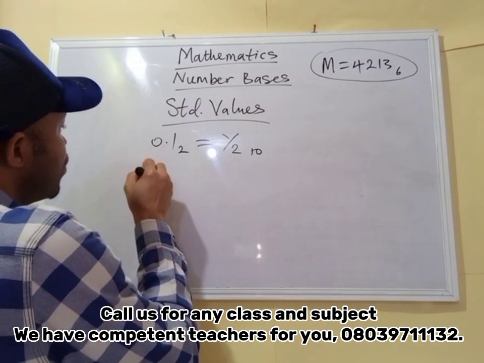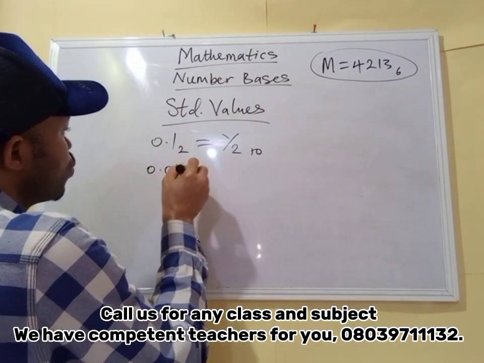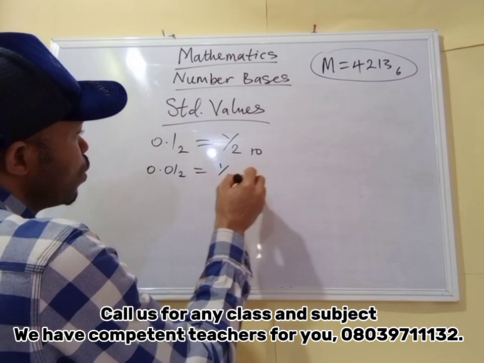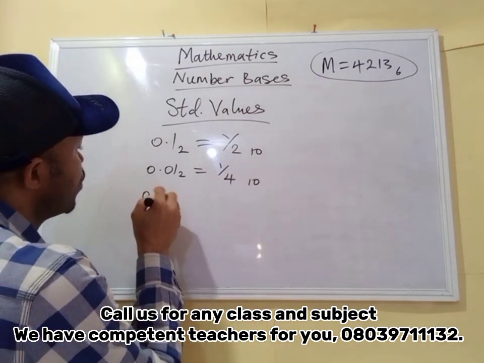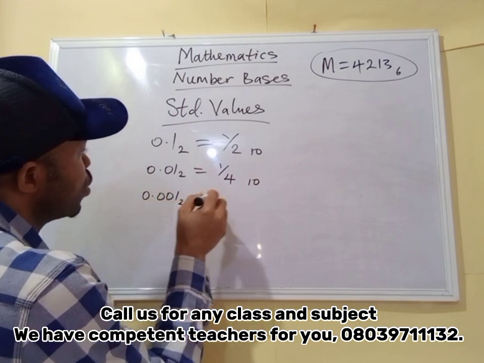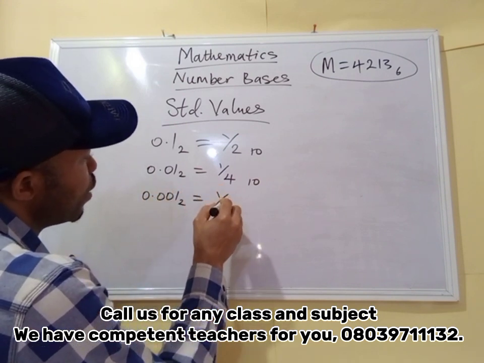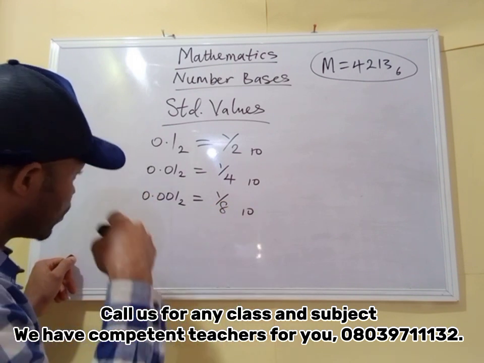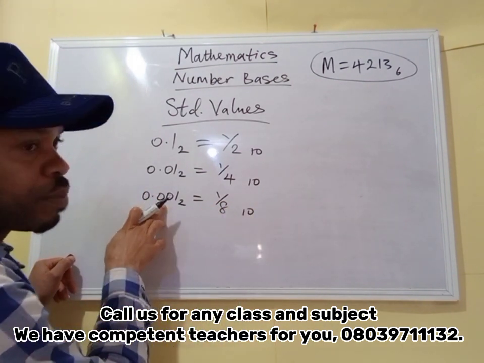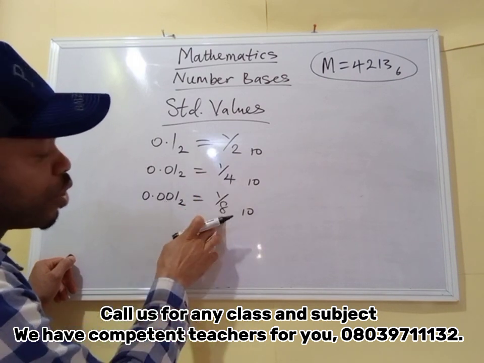We have 0.01 base 2. It's going to give us 1 over 4 base 10. We have 0.001 base 2. It's going to give us 1 over 8 base 10. And so on and so forth. So as the 0 increases by 1, the denominator doubles.